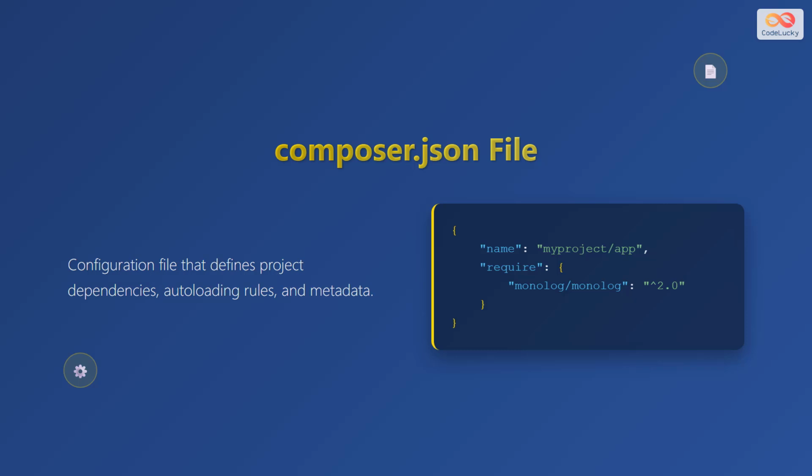Next, let's talk about the composer.json file. This is a configuration file that defines your project's dependencies, autoloading rules, and other metadata. It's the heart of your Composer setup. Here's an example of the composer.json file. It contains information like the project's name and a list of required packages with their version constraints.